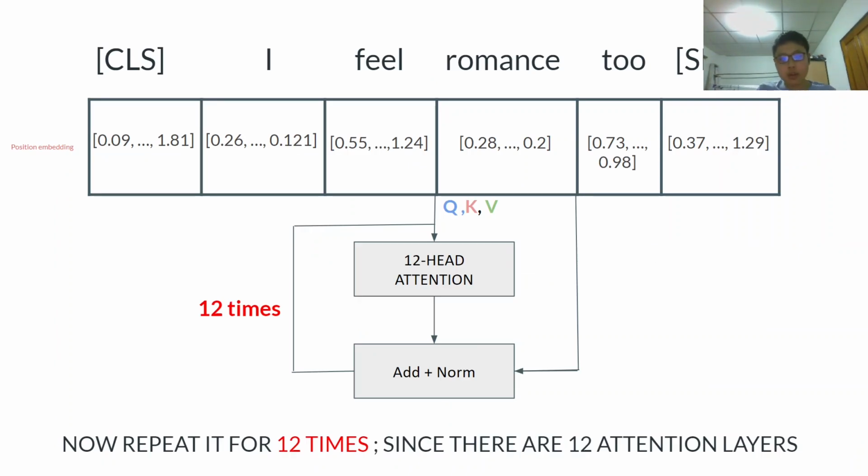Okay, and once we got the result here, we will repeat that 12 times so it can learn something that is more complicated. And the reason that we repeat 12 times is because we have 12 attention layers, right?